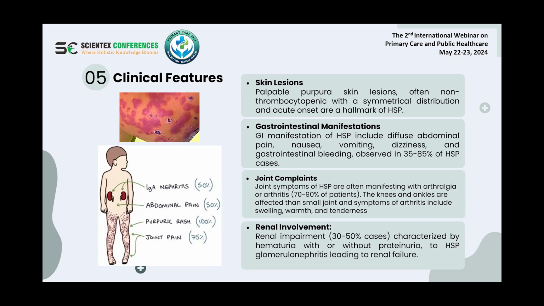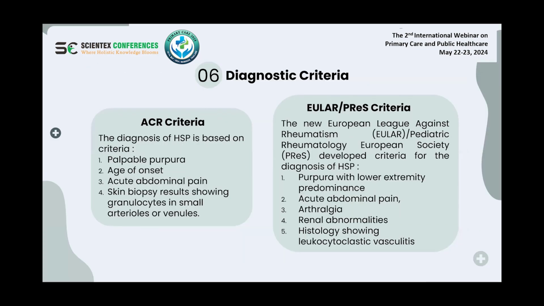Like this patient is correlated with patient complaints such as discomfort, pain, and swelling in the knees, and it causes him to be unable to walk. And the last is renal involvement, which we can find in 30 to 50% of cases and plays a significant role in the long-term prognosis of the disease. It is characterized by hematuria with or without proteinuria, HSP glomerulonephritis leading to renal failure. However, these signs of renal impairment were not found in this patient.